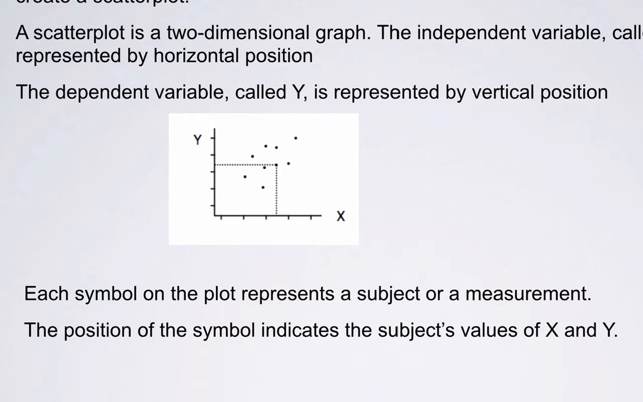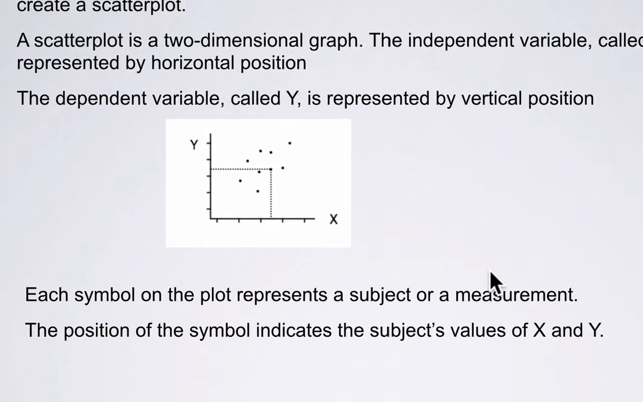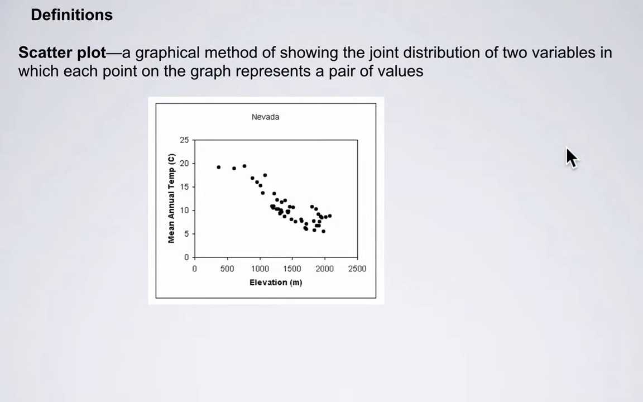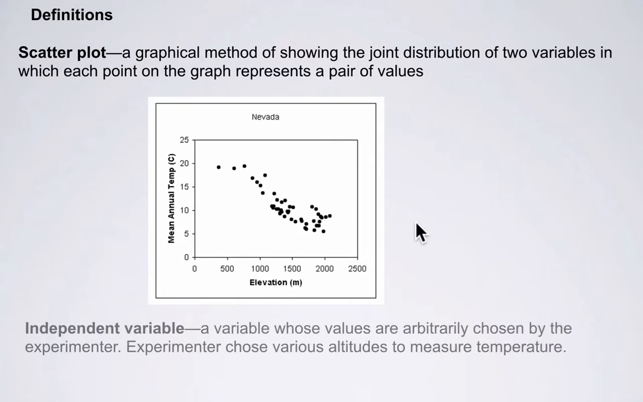The position of the symbol indicates the subject's values of x and y. So for example, here, this would be the cholesterol level of an individual, and this would be that individual's blood pressure, if that was what x and y represented. A scatter plot, then, is a graphical method of showing the joint distribution of two variables in which each point on the graph represents a pair of values.